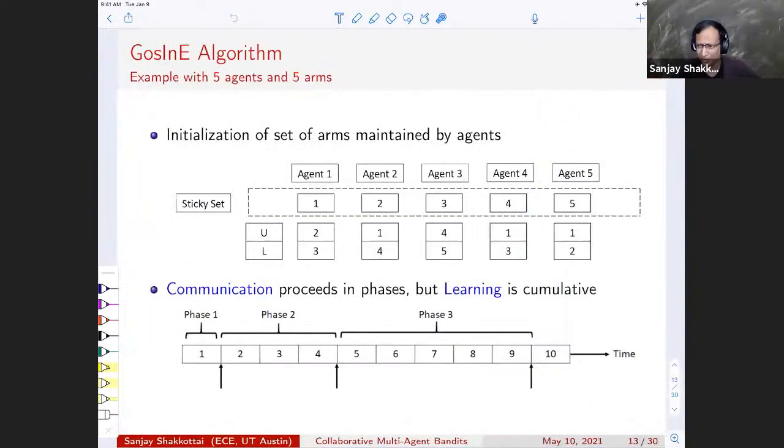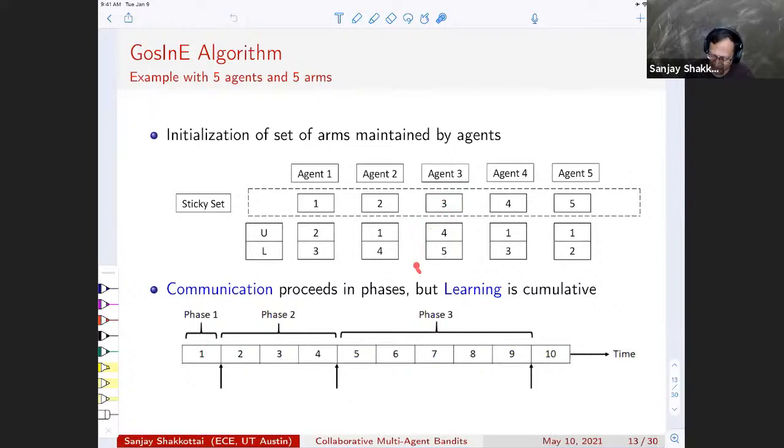Okay, so to give the idea of the algorithm, let's look at a simple setting with just 5 agents and 5 arms, just so that we can think about how this algorithm works. So there are 5 arms. Each agent is initially given an arm that is a sticky arm. So agent 1 is responsible for arm 1, agent 2 for arm 2, agent 5 for arm 5. This essentially ensures that no arm is missed out by the system. This is what I call the sticky arms. In addition, initially, each agent is given 2 arms randomly. This is just a random set. In this case, therefore, each agent only plays 3 arms out of 5 at any point. 2 are randomly chosen, and 1 is a sticky arm.